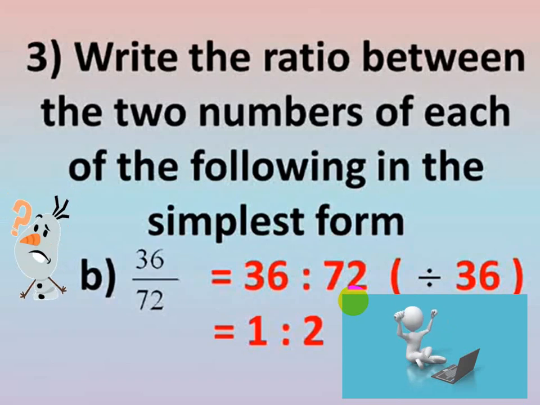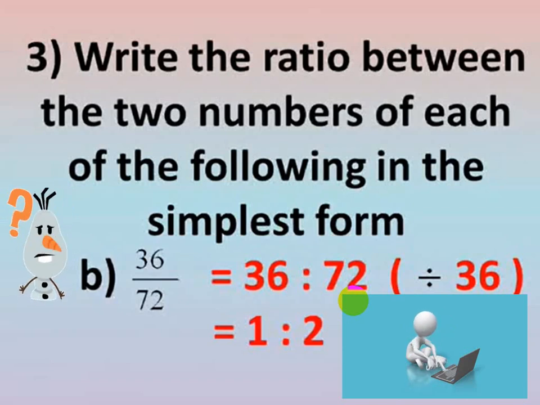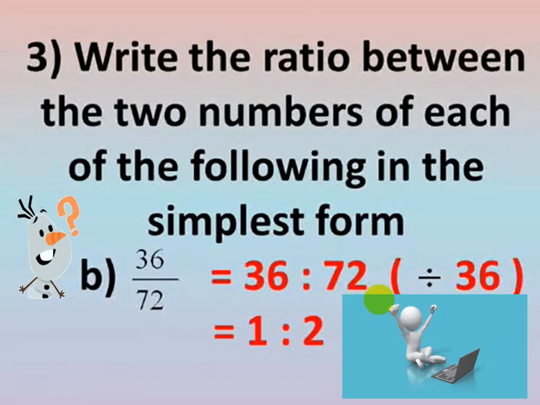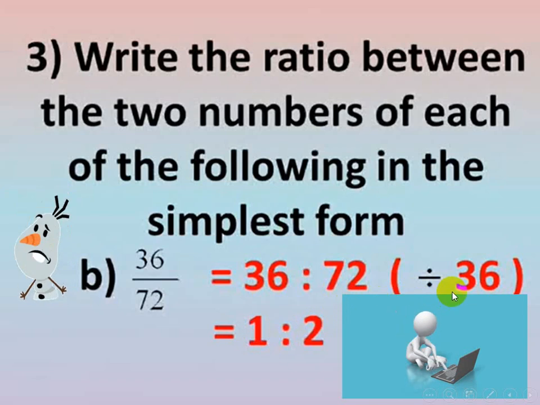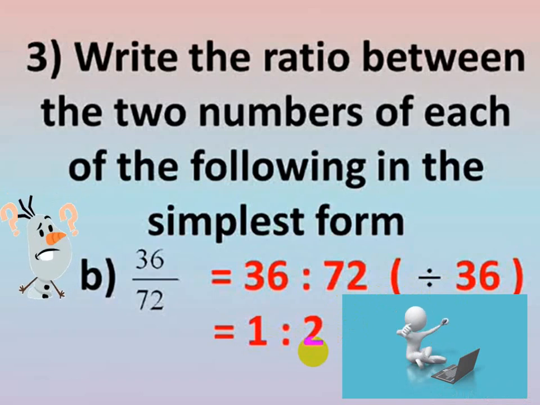36, yes, they are divisible by 36. Divided by 36, so 36 divided by 36, you will get 1. And 72 divided by 36, you will get 2. I think 1 and 2 are in the simplest form. So the ratio 36 over 72 will be 1 to 2.